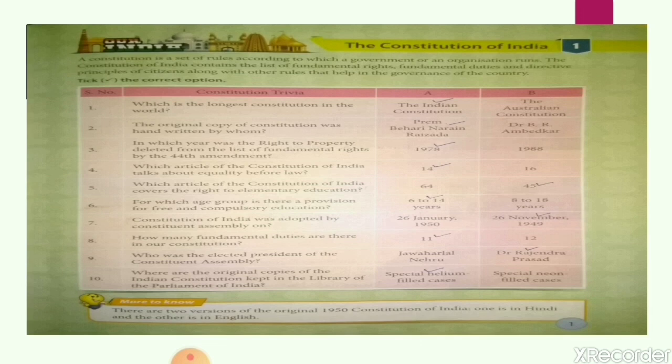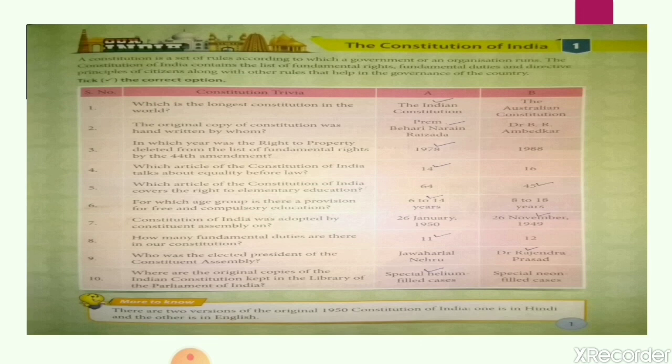The fifth question is, which article of the Constitution of India covers the right to elementary education? Option A is Article 64, and option B is Article 45. Article 45 of the Constitution of India covers the right to elementary education, and this is an act of the Parliament of India which describes the modalities of free and compulsory education for children between the age group of 6 to 14 years in India. It states that there should be proper free and compulsory education for children among the age group of 6 to 14.